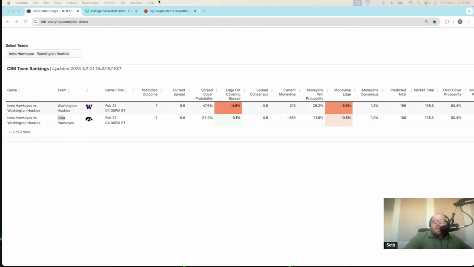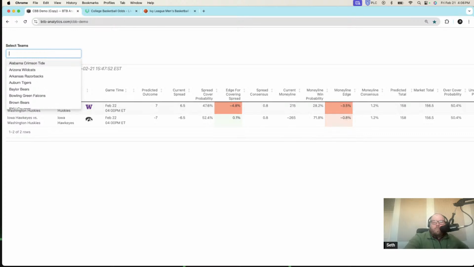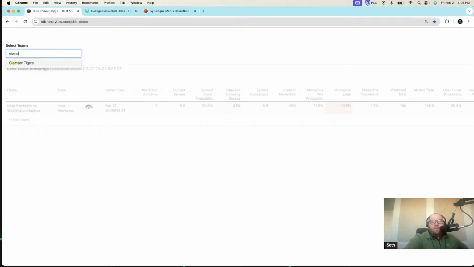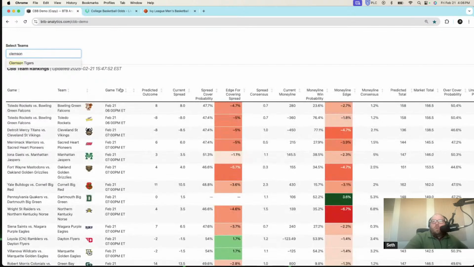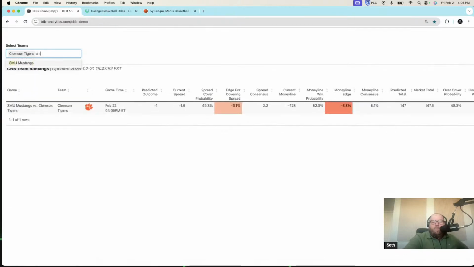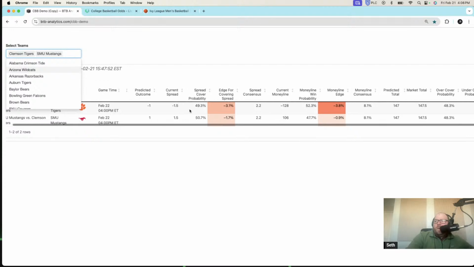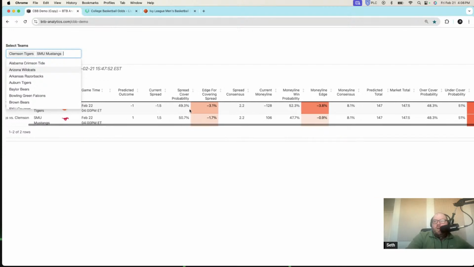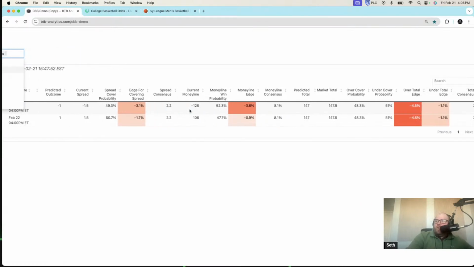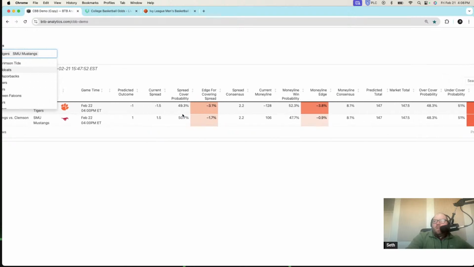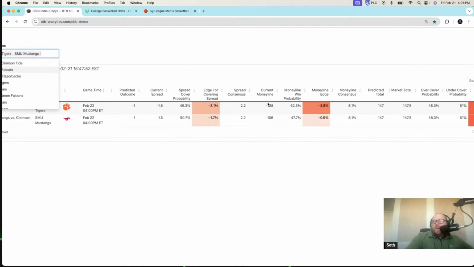Clemson, SMU. Yes, we make the number -1 in favor of Clemson. You would need to get SMU +1 at like +100. At the current price, not a lot. If you can get SMU on the money line at like +115, +120, it would also be a bet for SMU on the money line.